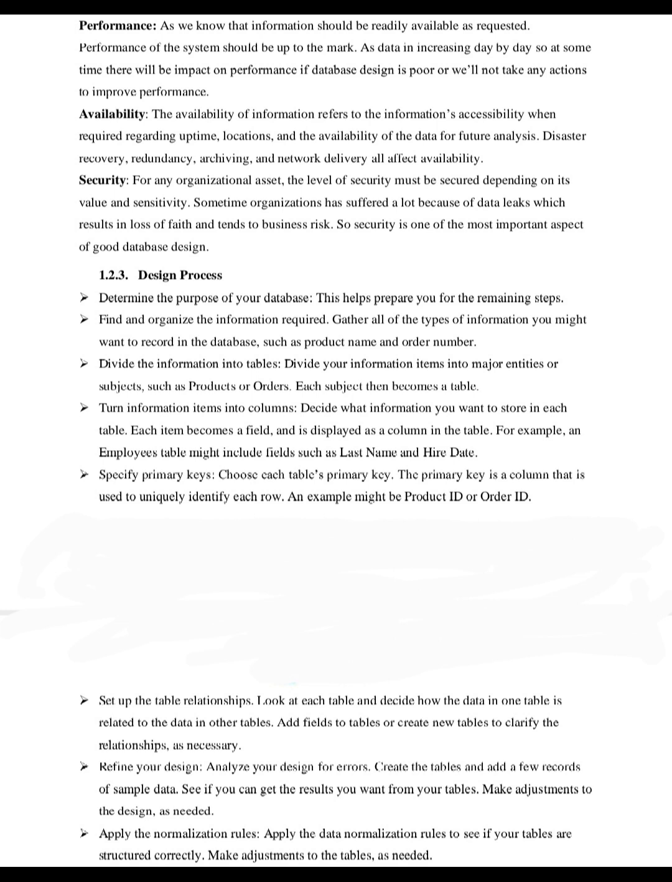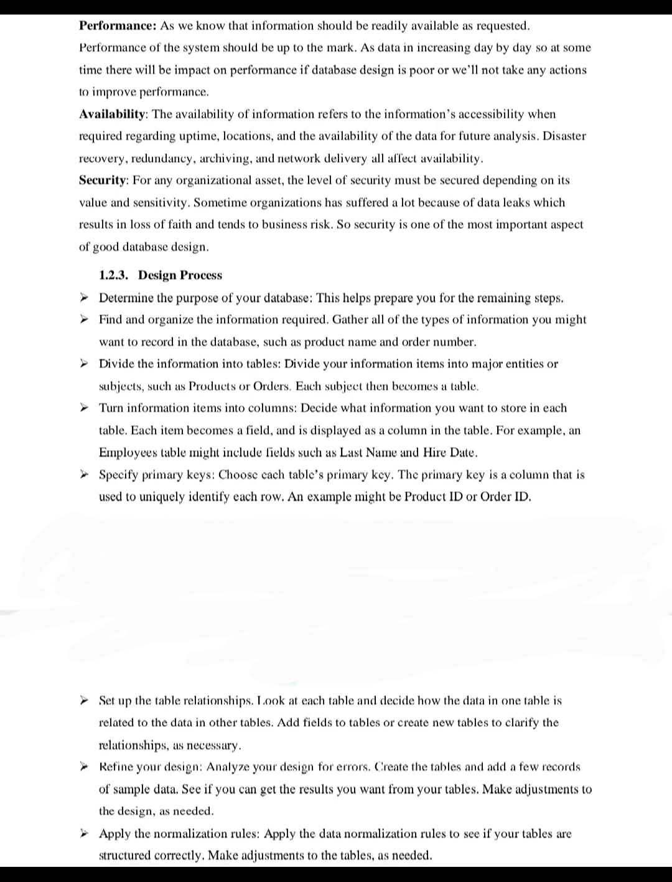Specify primary keys. Choose each table's primary key. The primary key is a column that is used to uniquely identify each row. An example may be product ID or order ID. Set up the table relationships. Look at each table and decide how the data in one table is related to the data in another table. Add fields to tables or create new tables to clarify the relationships as necessary.